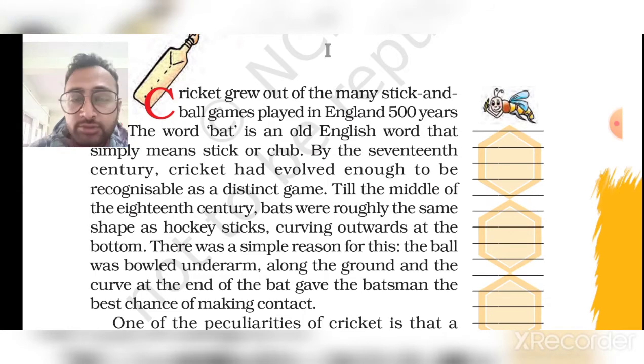So I hope you know the game hockey, how it is played. It has the curve down at the bottom, so it can make contact with a ball very easily. At that time the bowling was done underarm. Underarm means from downside.